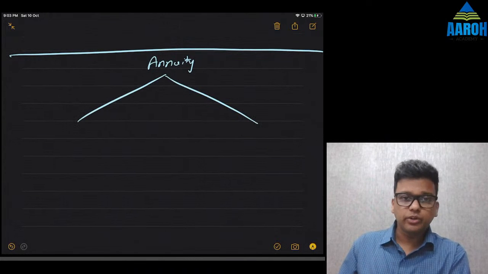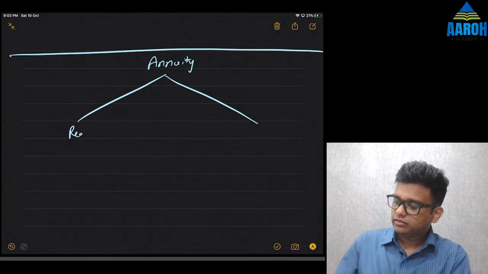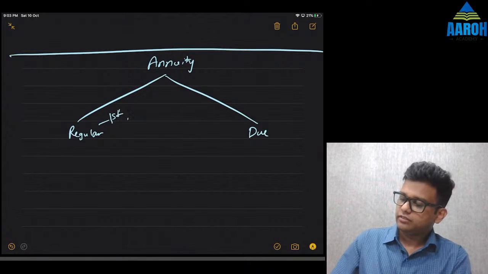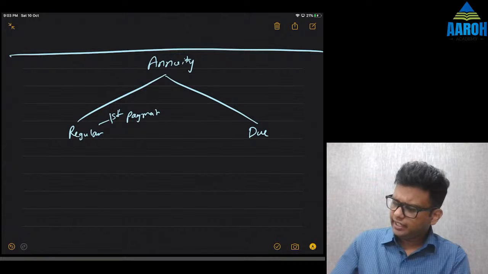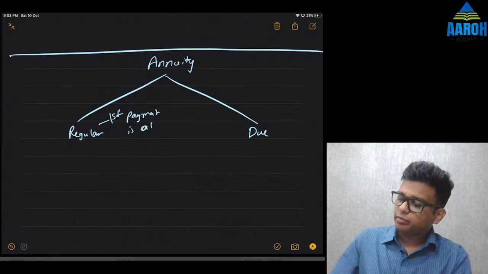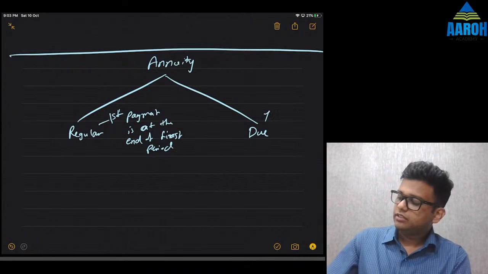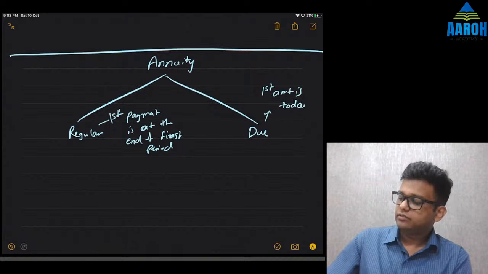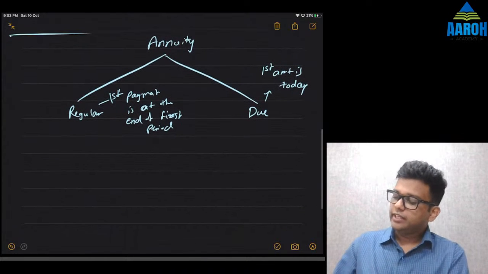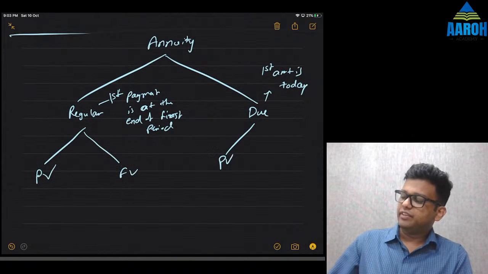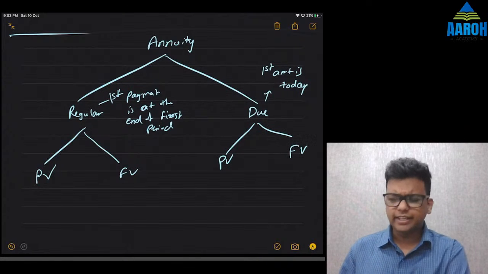Annuity, like we discussed, we are going to divide it in 2 parts. Regular, due. Regular means the first payment or receipt is at the end of the period, at the end of the first period. Whereas due means the first payment, the first amount is today. First amount is due today. Then in regular we saw the formula of PV. Today we'll see the formula of FV. In due we'll see PV and FV. Fine, so that we'll see later.